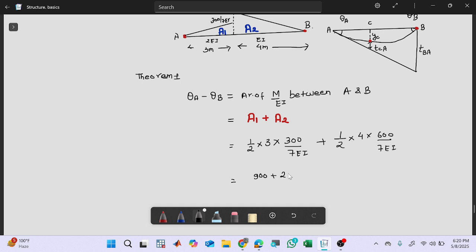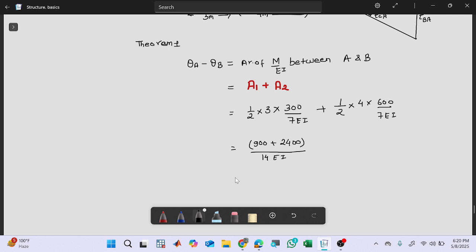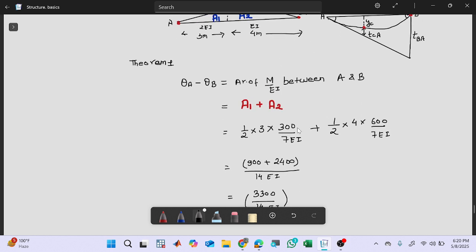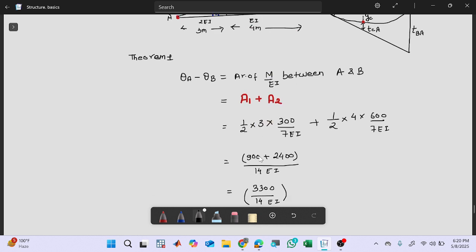900 plus 2400 divided by 14 EI. So it should be 3300 by 14 EI. Whatever the value, I'm not trying to write it in simplified form, it is fine for me because I will be putting the values later. So this is my first theorem.